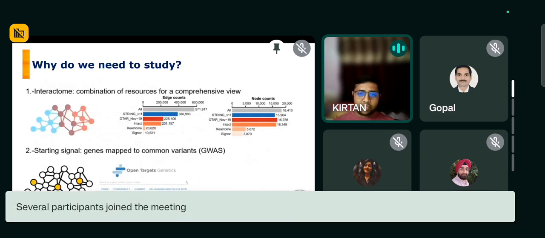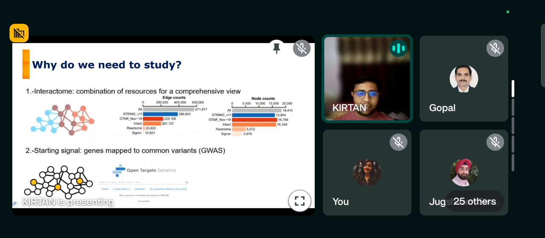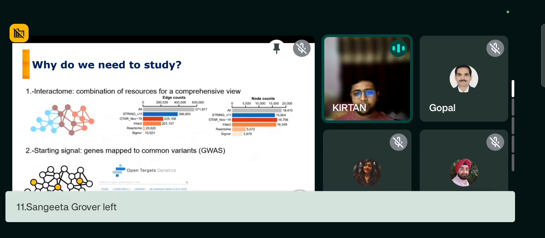Why do we study this? Basically, to identify the interactomes, combining the resources for a comprehensive view, edge count, node count, which give the idea for that. And I give some names of that: the STRING database, OTR database, Reactome database, IntAct. These are used basically because every database has a limited size and scope.